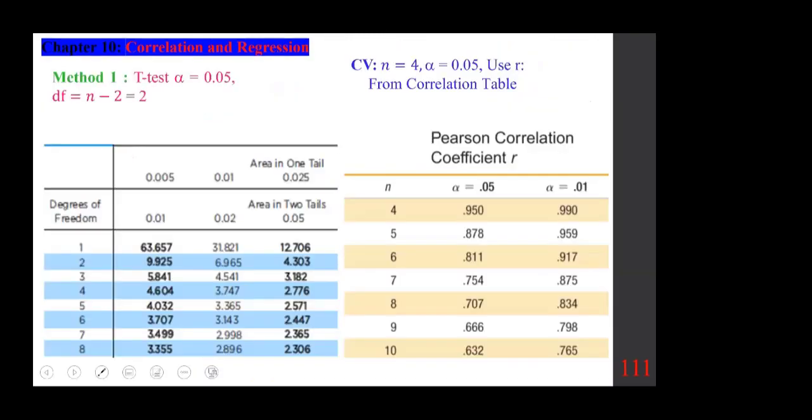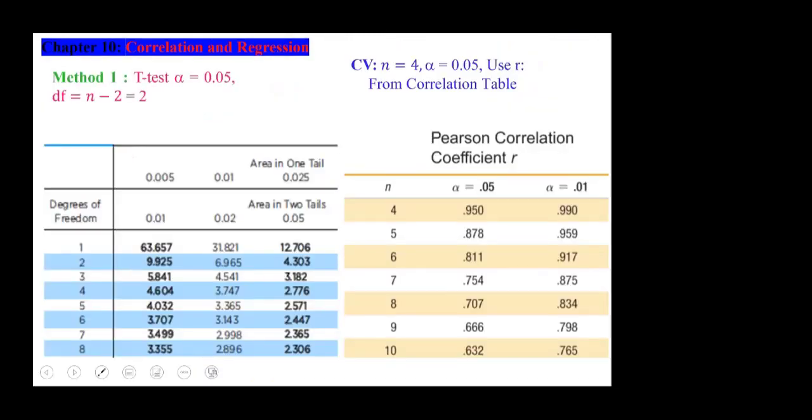As far as the table is concerned, here's the t-table. We need the degrees of freedom on the left side. We are looking for degrees of freedom equal to 2, and alpha is 0.05. So we need the total area in two tails to be 0.05. We put those two together, and that gives us this number. It's a two-tailed test, plus minus 4.303.